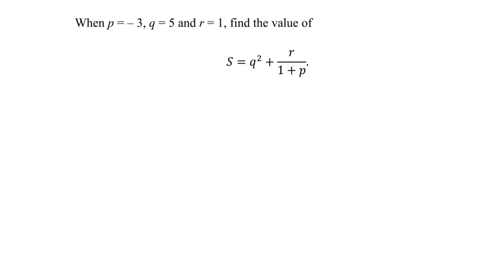We are given that P equals -3, Q equals 5, and R equals 1. We are tasked to find the value of S, given that S equals Q squared plus R divided by 1 plus P. So in this case, we just need to make sure that when we substitute the value in, we are substituting it correctly.